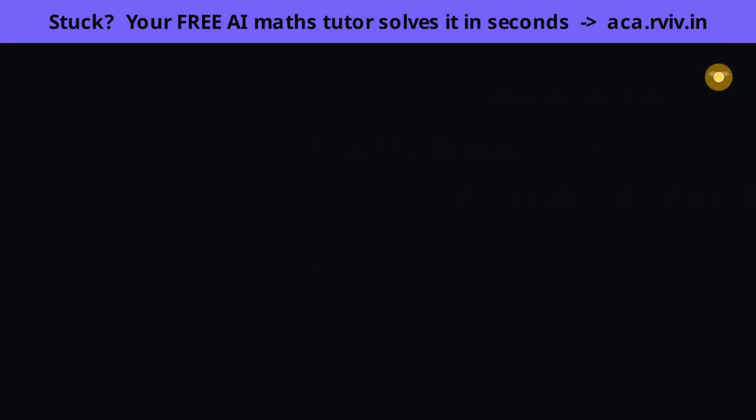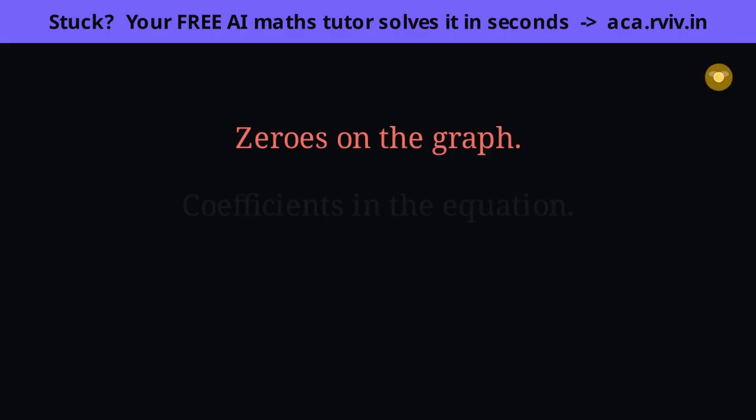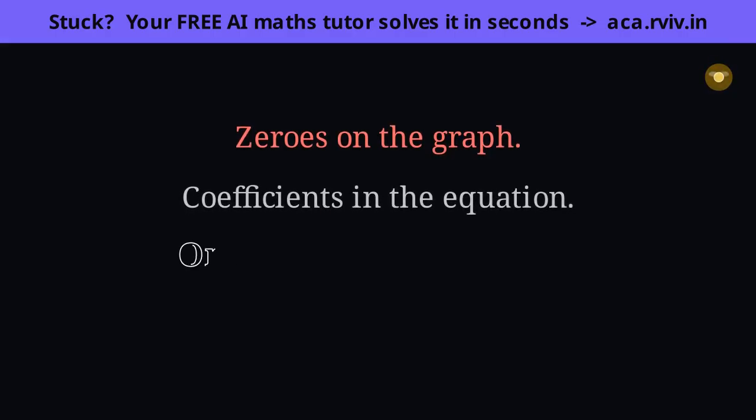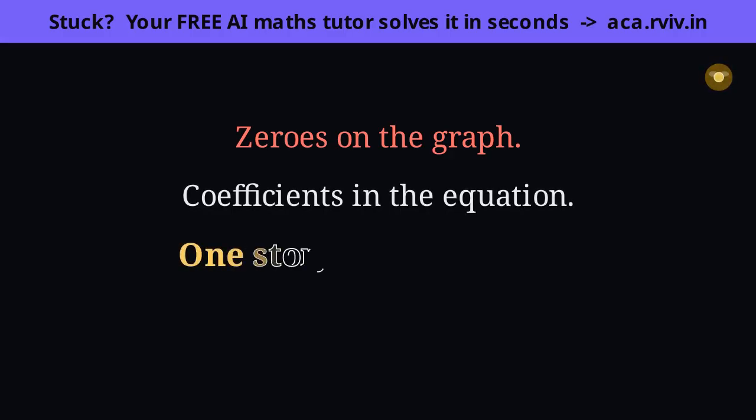So take away the one idea that unlocks everything ahead. The zeros you can see on the graph and the coefficients you write in the equation are not two separate facts to learn, they're one story, told two ways, tied together by sum equals minus b over a and product equals c over a. Hold that, and every example and exercise becomes the same familiar move. Now let's work through them all.